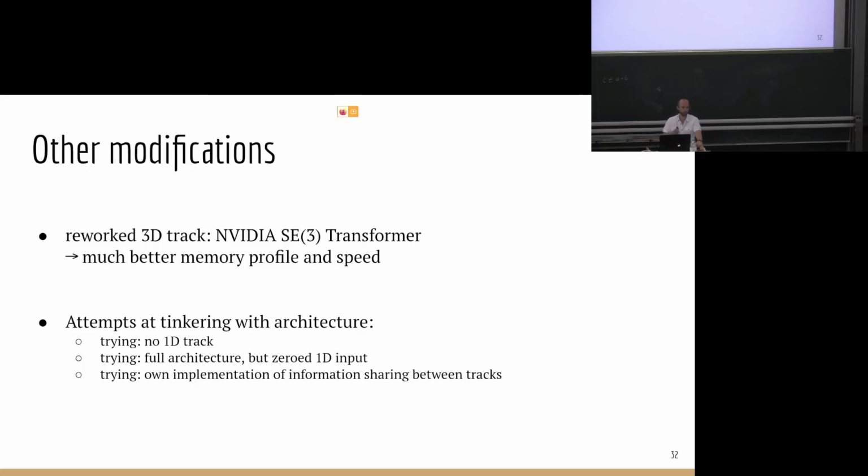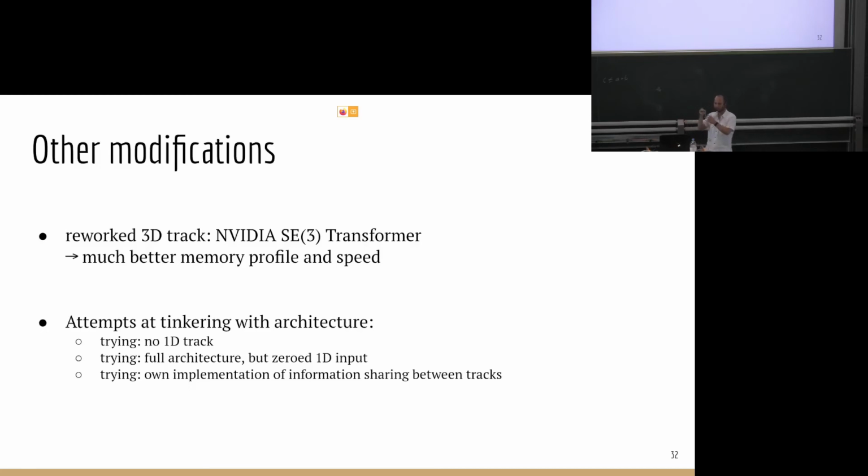And I attempted to tinker with the architecture a bit more because I thought that the embeddings would conceptually work a little bit different than the MSAs. I thought there would not be that much emphasis on the 1D information in the system as there would be for an MSA-based system. So I tried to completely remove the 1D track, which did not work well. I tried to take the full architecture with the 1D track and just zero out the 1D input to figure out if that's important or not. And actually it is important, so the 1D embeddings are also kind of crucial.